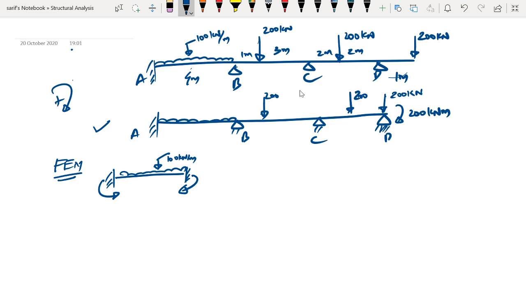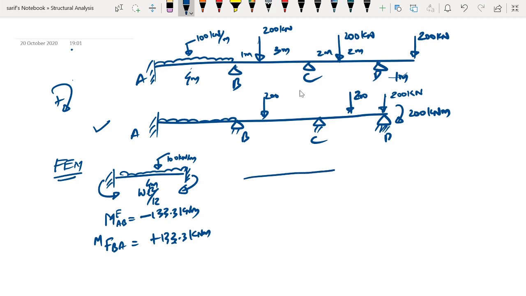So clockwise moments are assumed as positive. If we calculate this, the value is WL square by 12. The span is 4 meter. If we substitute the values, we will get FEM AB. It is anti-clockwise, so it is minus 133.3 kilonewton meter, and FEM BA is going to be plus 133.33 kilonewton meter. So this will be the fixed end moment for AB and BA.